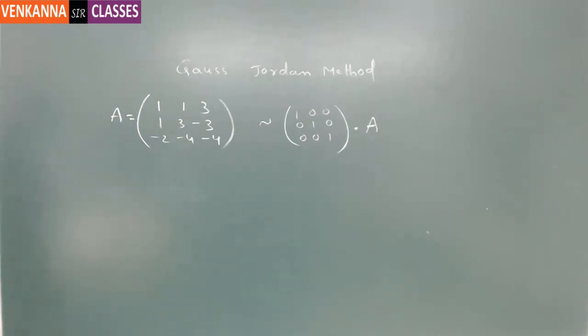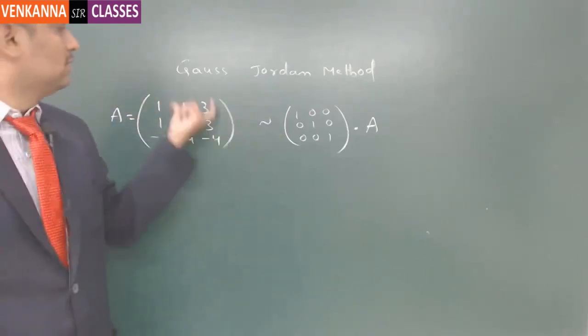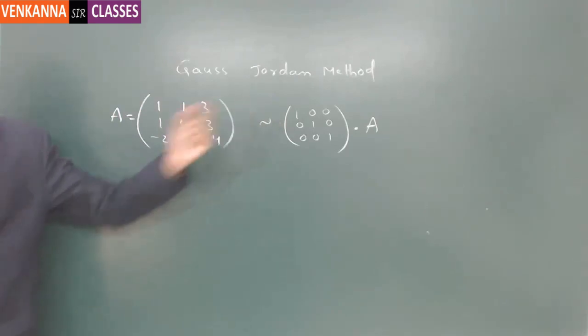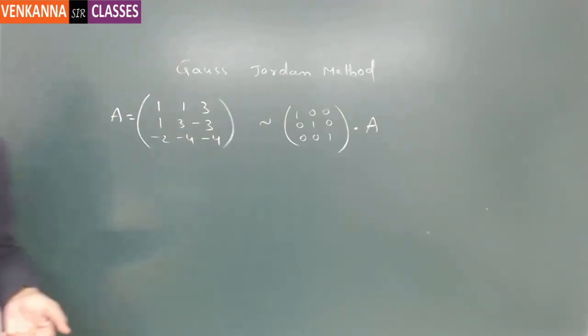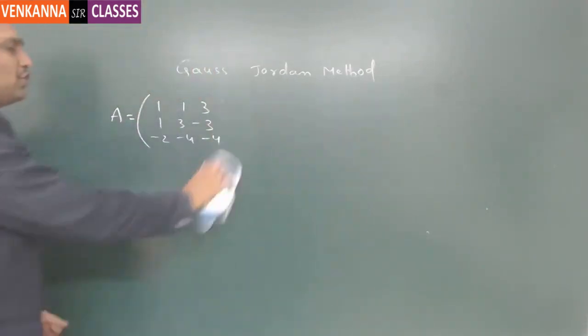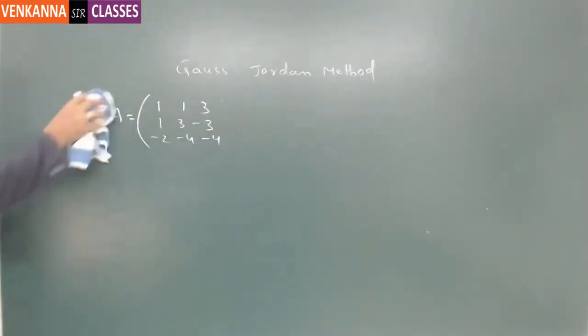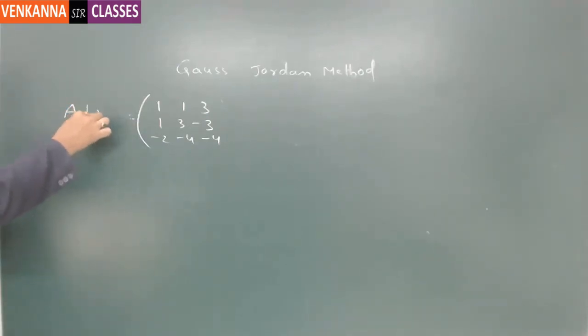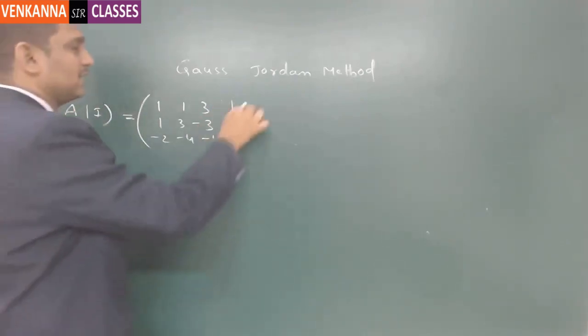So I will apply exclusively row operations on this, so that the given matrix will be reduced in the form of identity. I will get a new matrix here. So for convenience, without having any ambiguity, I am going to consider the augmented matrix for applying Gauss-Jordan method. So I will consider A by I. So I will get the matrix like this.